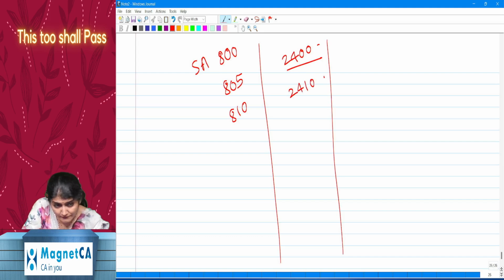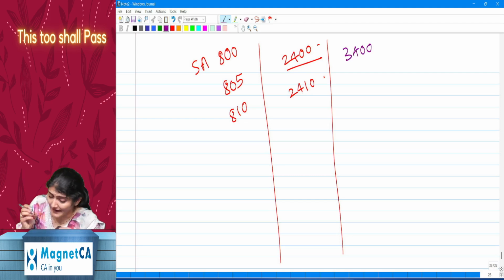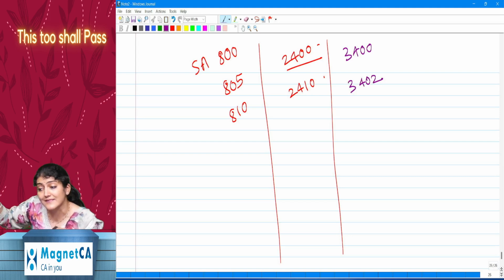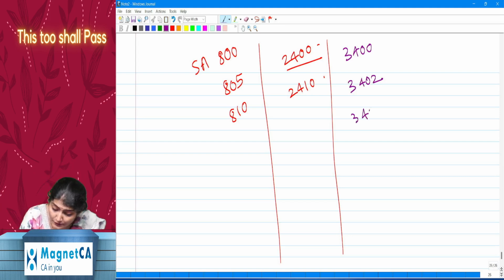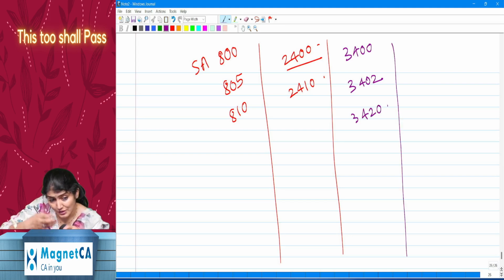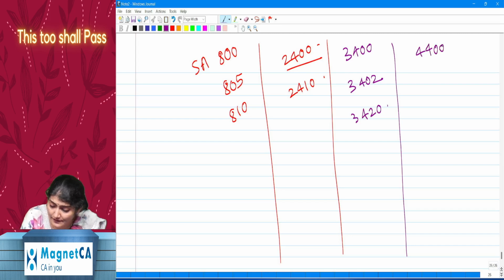2410, review of interim financial information performed by the independent auditor of the entity. 3400, examination of prospective financial information. 3402, assurance report on controls at a service organization. 3420, assurance engagement to report on the compilation of pro forma financial information included in a prospectus. 4400, engagements to perform agreed upon procedures regarding financial information, and 4410 is the compilation engagement.